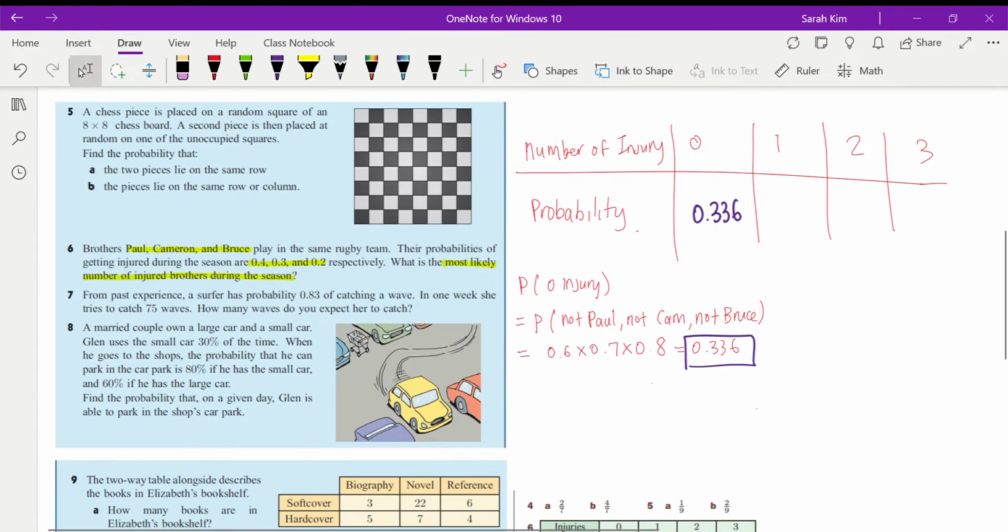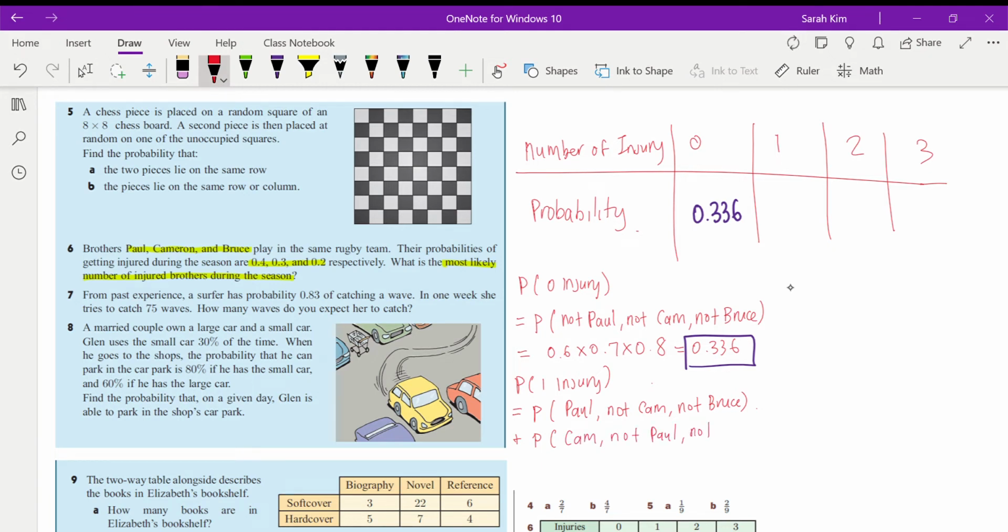Then 1 injury. So you're going to consider each of those people getting injured. The probability when Paul gets injured, but not Cam, not Bruce. And then you also have to add the other probabilities: maybe Cam getting injured, not Paul, not Bruce, plus the probability of Bruce getting injured, but not Cam and not Paul. I'm going to write that next here because I'm running out of space.